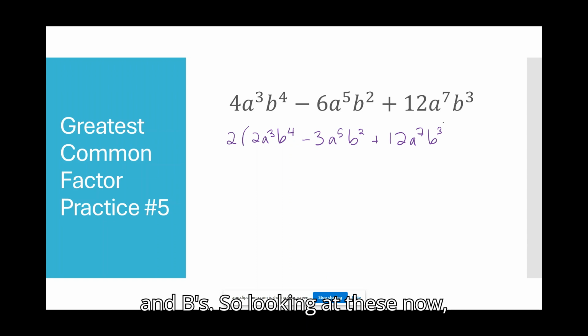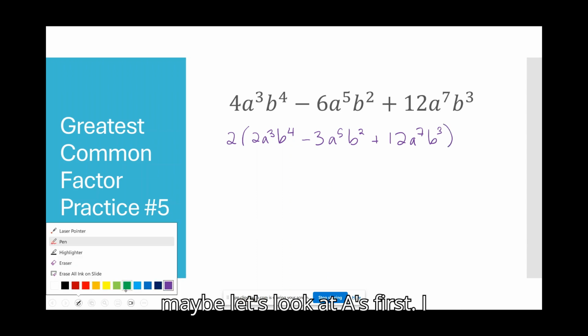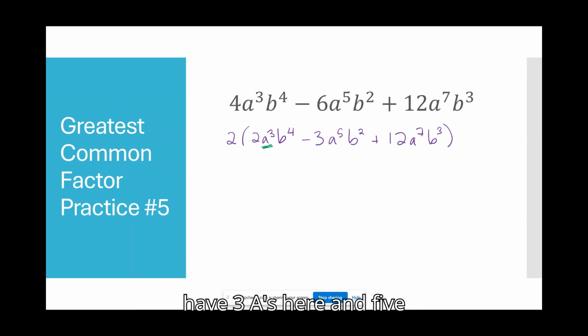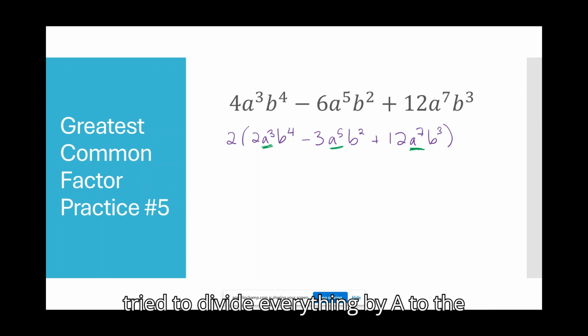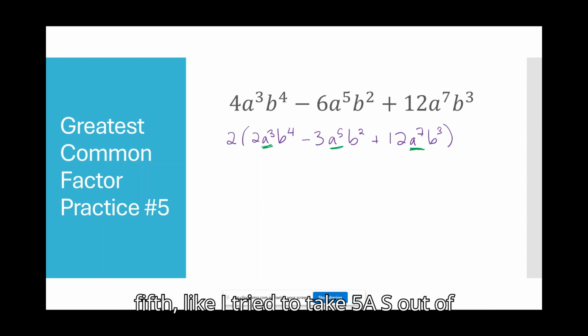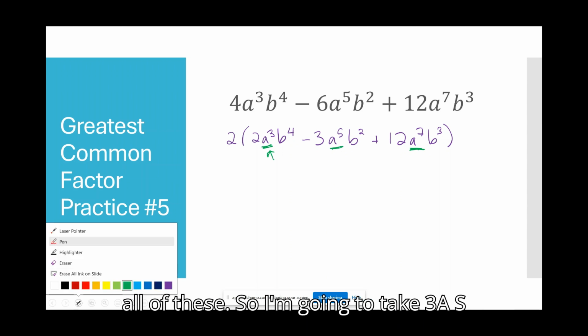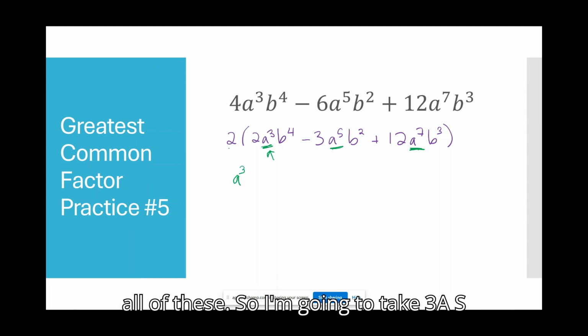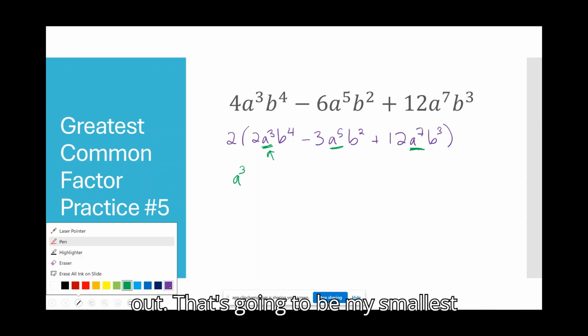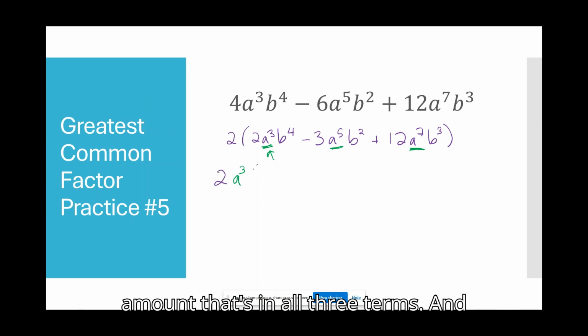So looking at these now, maybe let's look at A's first. I have 3 A's here, and 5 A's here, and 7 A's here. So if I tried to divide everything by a to the 5th, like I tried to take 5 A's out of all of these terms, I don't actually have 5 A's to take out here. So I need to take out the smallest amount that's in all of these. So I'm going to take 3 A's out. That's going to be my smallest amount that's in all 3 terms. And let's see what I have left after I do that.